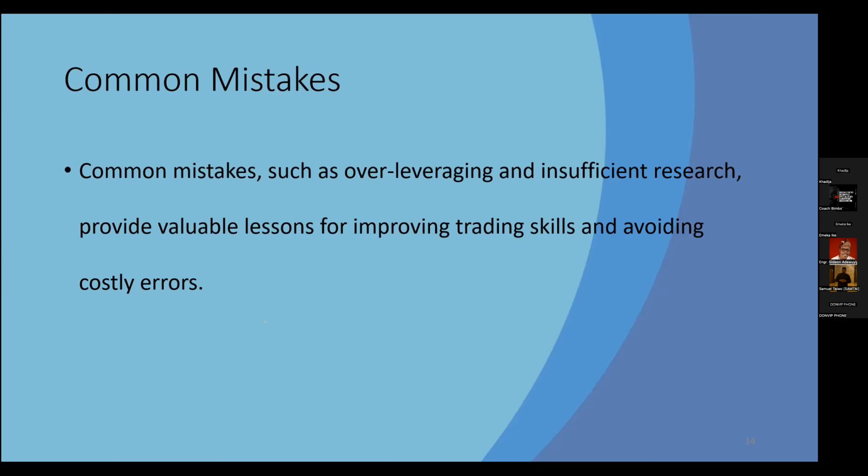So please, research is very important. Before I drop a signal, I do my research. I do my fundamental, because fundamental to me is very, very important. So make sure you do your research very well.